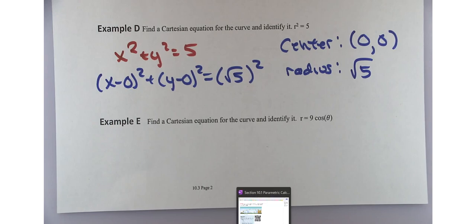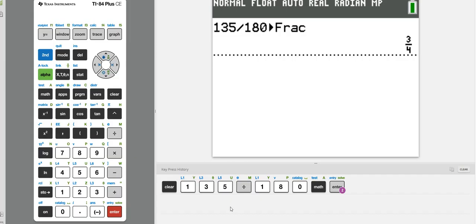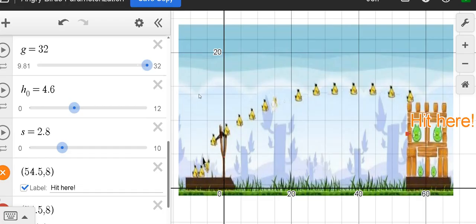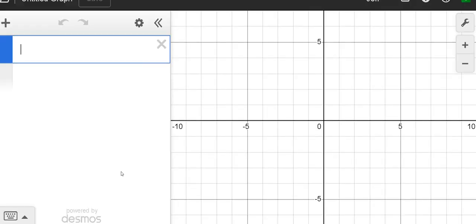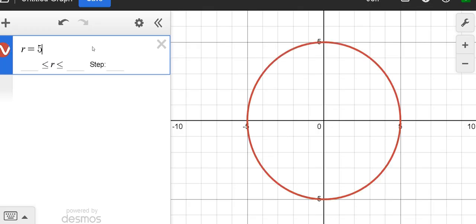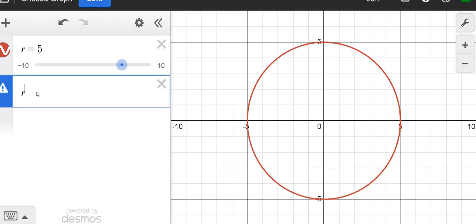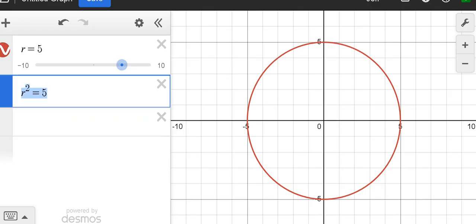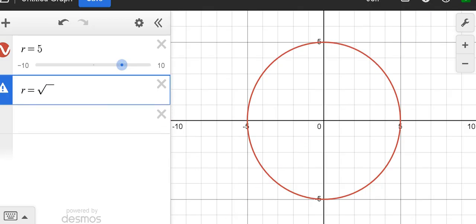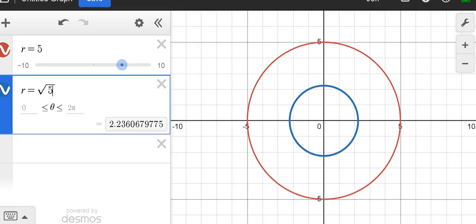Now, one nice thing about Desmos, amongst many things, is that you can graph things in Cartesian coordinates or polar coordinates. So let me just pull up a new Desmos graph here for us. I'll just type in r equals 5. Now this isn't quite our equation, but that's a circle of radius 5. We've got something a little smaller. We've got r squared equals 5. And I don't think it's liking that one. All right, it's not. So I'd have to have r equals the square root of 5. And that's going to give us our circle of a smaller radius.